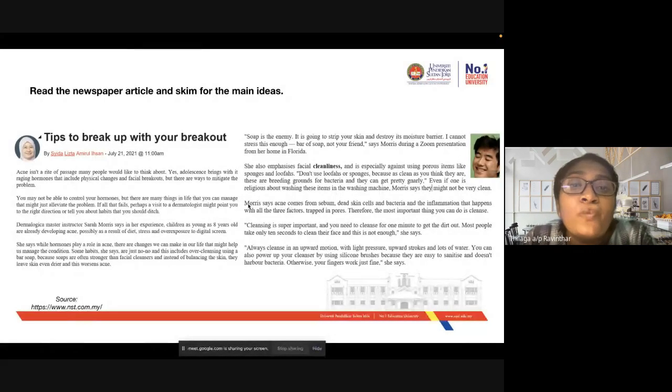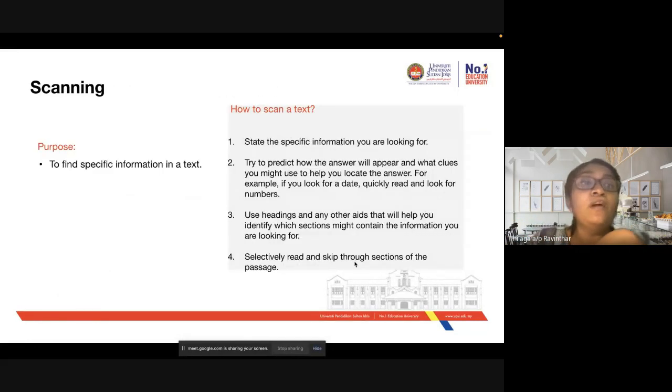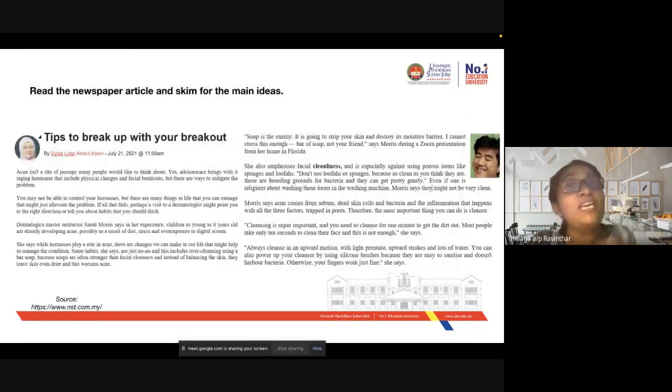And then this one is talking about what kind of factors actually encourage acne. So then we can see over here, probably always cleanse in an upward motion. We know it's about how you can actually keep your skin clean. So by skimming a passage in a very brief manner, it provides you the space and avenue to understand beforehand, prior to reading the passage in detail.